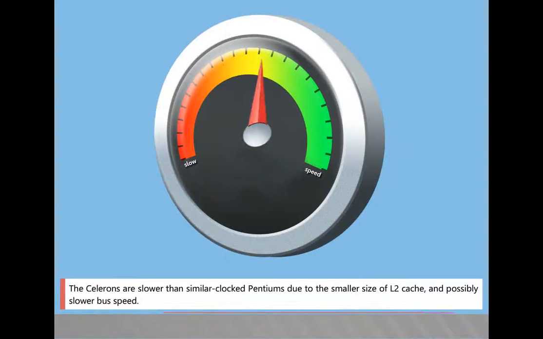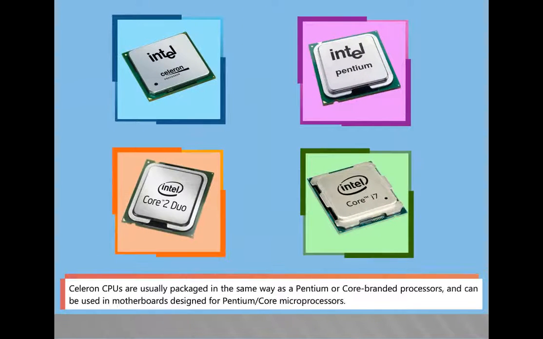The Celerons are slower than similar clocked Pentiums due to the smaller size of L2 cache and possibly slower bus speed. Celeron CPUs are usually packaged in the same way as a Pentium or core branded processors and can be used in motherboards designed for Pentium or core microprocessors.